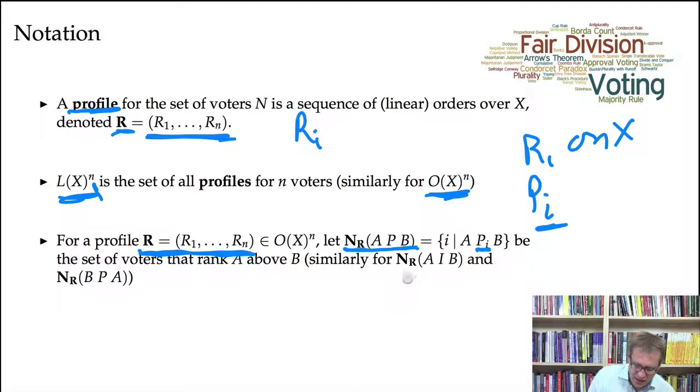So N_R(APB) means the set of all voters that rank candidate A strictly ahead of candidate B. Similarly for indifference, AIB stands for candidates A and B being indifferent. So this is the set of all voters that rank A and B at the exact same level. And N_R(BPA) is the set of all voters that rank B strictly ahead of candidate A.